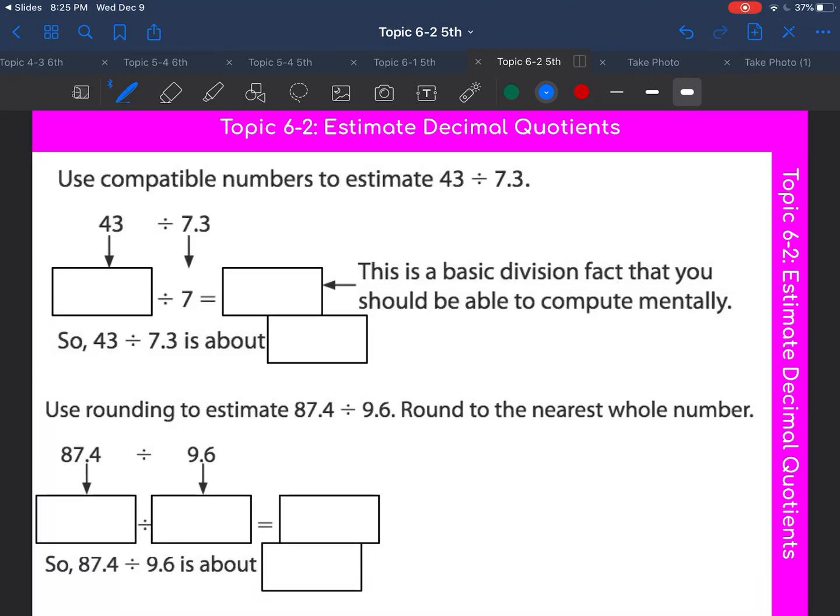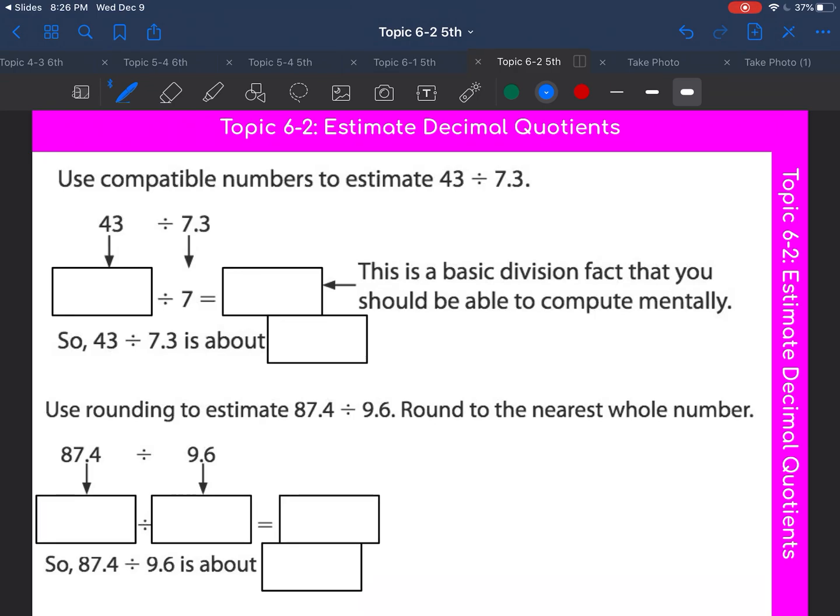Hello, fifth graders. So today we're going to be, just like we start every other topic, estimating decimals or just estimating in general, okay? And remember, we estimate to check the reasonableness of our quotient, product, sum, whatever operation we are solving.